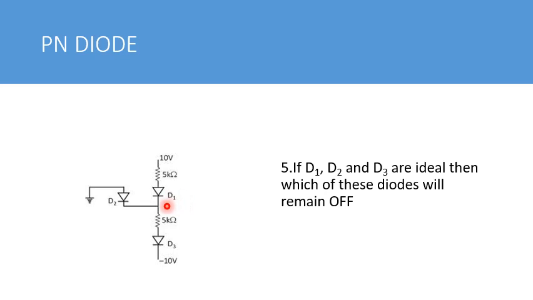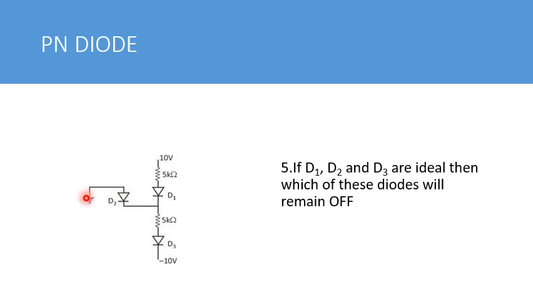Now D1 is forward biased, right? See here it is connected to positive, and D3 is also connected to minus 10 volts. So these two are forward biased obviously, right? Now it is short circuited. Okay, right. Now your D2 is also short circuited. Now we'll see how it is.